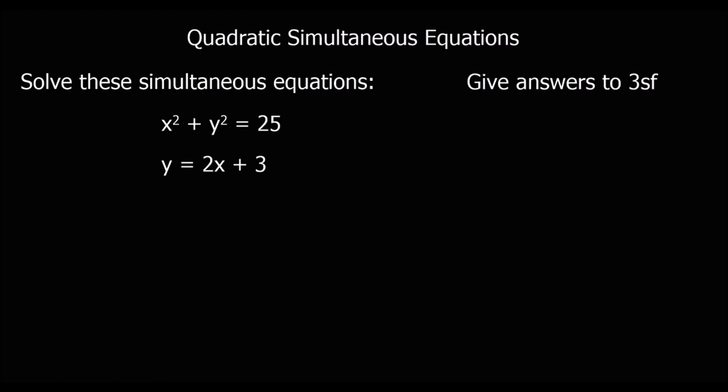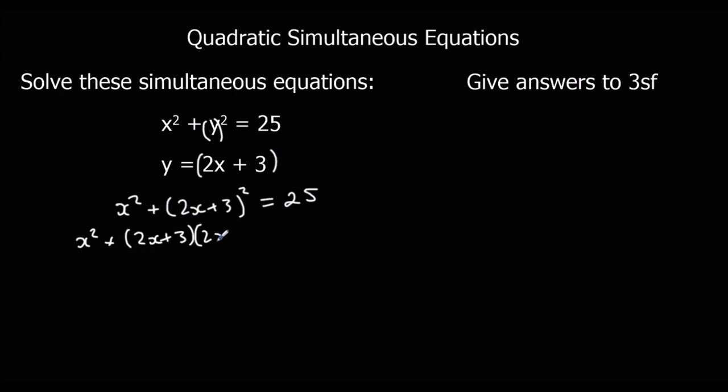Okay, this time the question says give answers to 3 significant figures. So what that's telling me is I'm not going to be able to factorize this one. It's going to be a quadratic formula question. So first step's the same. So I've got y equals here, so I can substitute this in for the y. So x squared plus, there's the y, 2x plus 3 squared equals 25. And to expand this bracket, that's actually a double bracket, 2x plus 3, 2x plus 3.